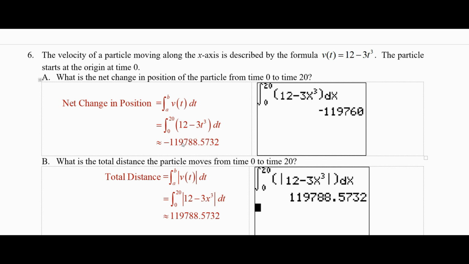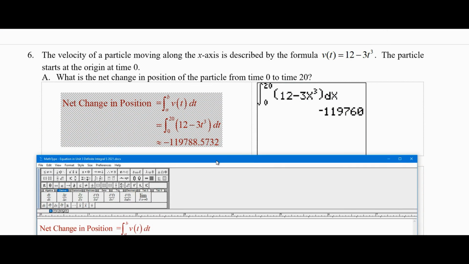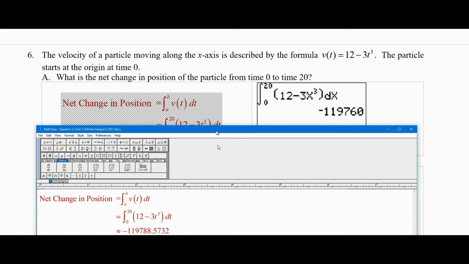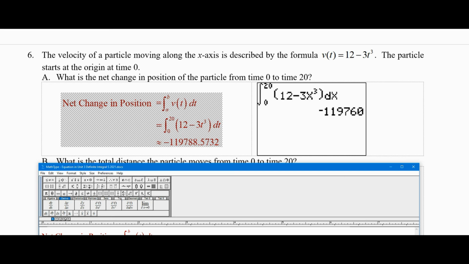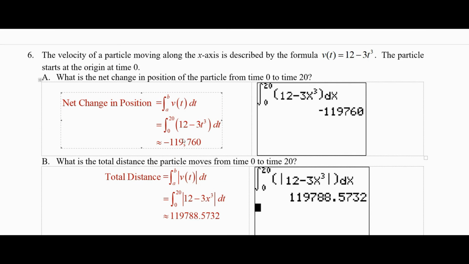something different than what I wrote here. Let's see. This might be more accurate, I don't know. 119,760. We'll just use the calculator to do it. There we go.